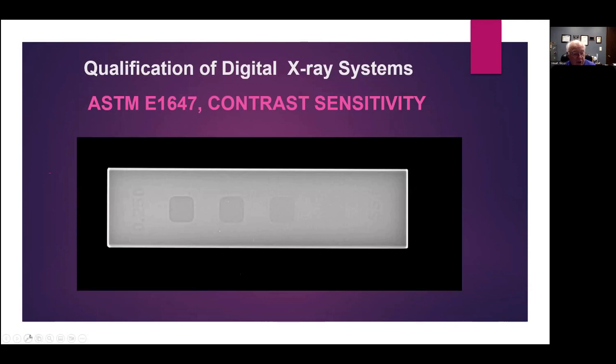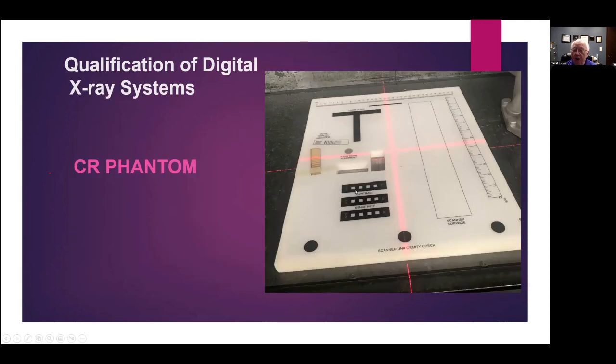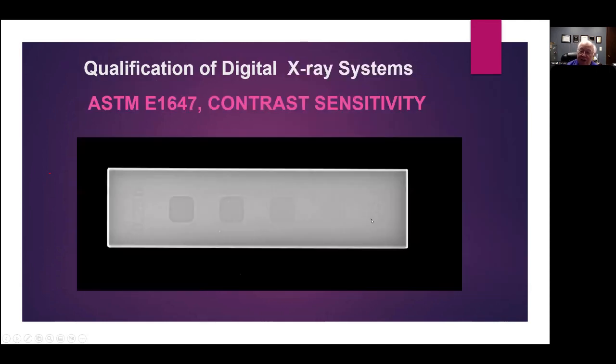So let me go back. So here are your contrast gauges. So you got 4, 3, 2, and 1% contrast sensitivity. So if you view that block, this one happens to be in stainless steel. You can see that we've imaged 4, 3, 2. I can just see the 1% block, the step in there. So that would qualify you down to 1%. Did I say E2002? This is E1647.